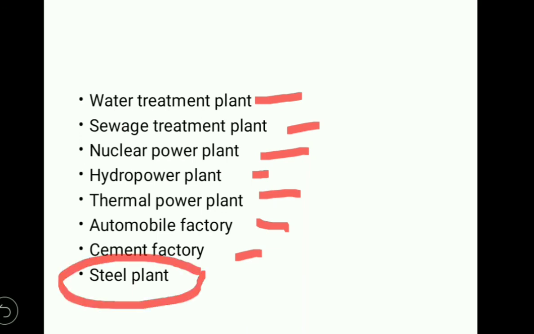Steel plants. These are exceptional cases. Steel plant means steel is a product or output, but here it is called a steel plant. So you will see some of these kinds of exceptional cases. I am not talking about these exceptional cases, only general cases. Okay, thank you.